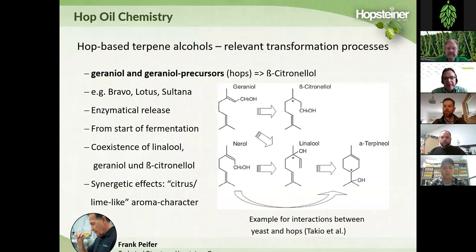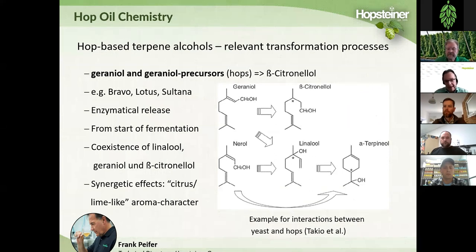So if you have a hop addition, whether it comes from a late hop addition in the brew house or from dry hopping, it has the ability to come into contact with this enzyme released by the yeast in fermentation. Then you have a good chance to use this biotransformation, and that has a positive impact on the whole appearance of the aroma impression of your beer.